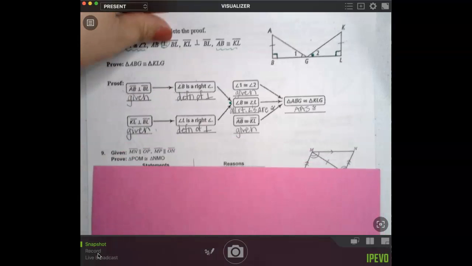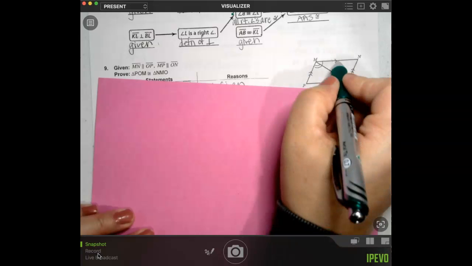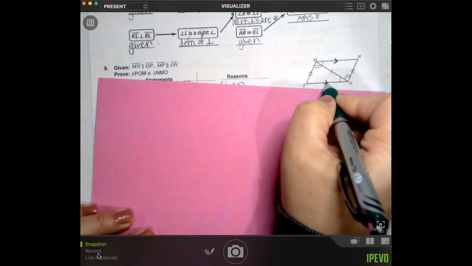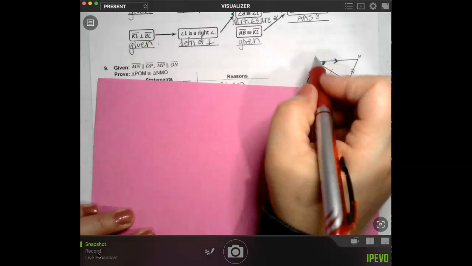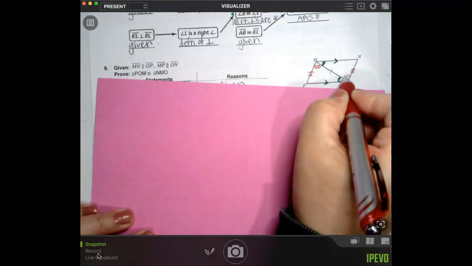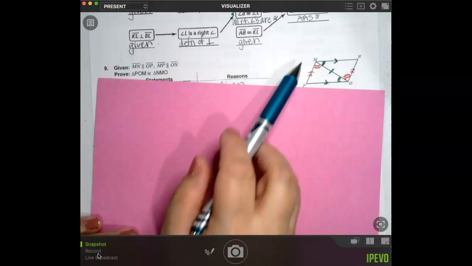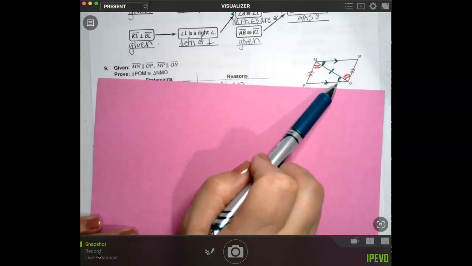All right, number 9, given MN parallel to OP and MP parallel to ON. So this one, again, you have two sets of parallel sides. If you have two sets of parallel sides, there are two alternate interior angles that we can mark congruent. There's one pair. And then based on these two sides being parallel, I can mark these angles, right? They're up against the parallel side. And then I have my shared side. So that gives me angle, side, angle.